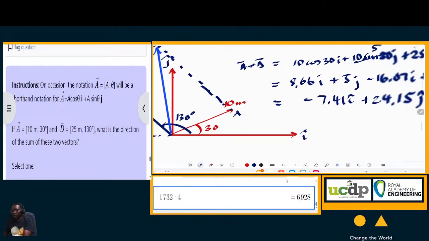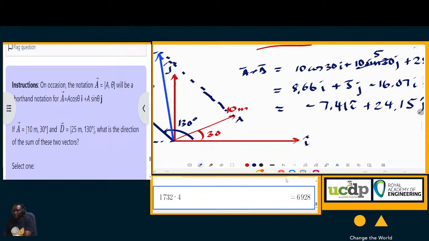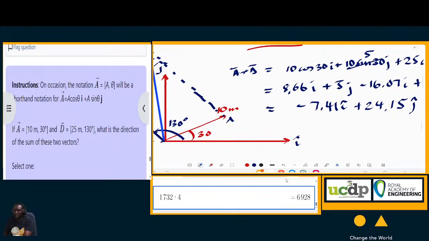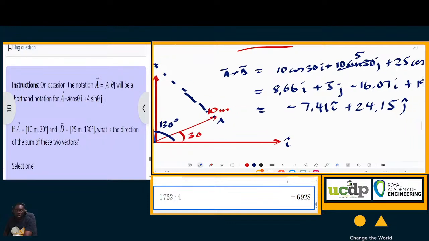But now the question only requires us to find the direction. So what do we do? Or who has found it already? I think that should be a hand. Yes, Keketse? Yeah, I found 72.94.